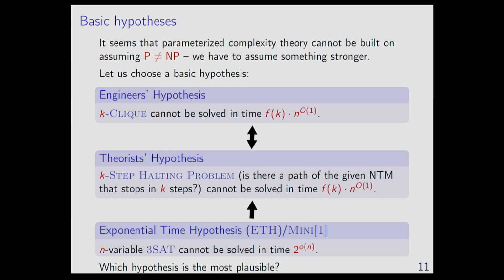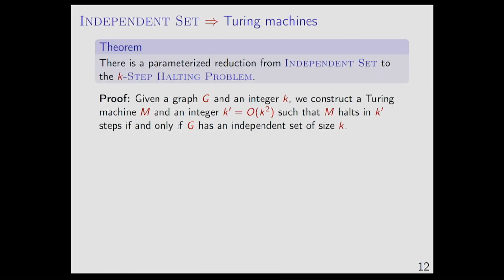Okay? I had slides to give you this reduction, but it looked like too much bookkeeping, so I decided not to, and will just tell you one side. So how will you give a reduction from independent set to the k-step halting problem? You take a graph G and integer k, and you construct a Turing machine M, and your integer k prime will be roughly order k squared, so that M halts in k prime steps if and only if G has an independent set of size k.